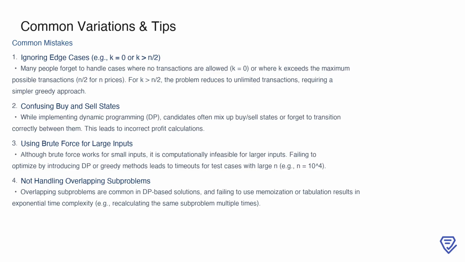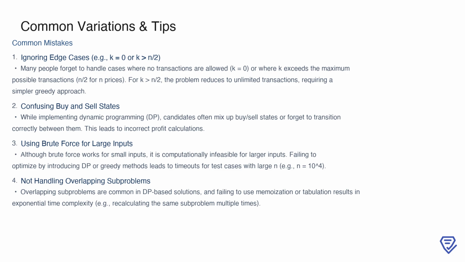Another frequent issue is confusing the buy and sell states in dynamic programming. Properly transitioning between these states is essential to ensure that profits are calculated correctly. Additionally, relying on brute force methods for large inputs is a pitfall, as this approach becomes computationally infeasible for larger n, such as 10,000 prices or more. Failing to use dynamic programming or greedy optimizations in these cases often leads to timeout errors.